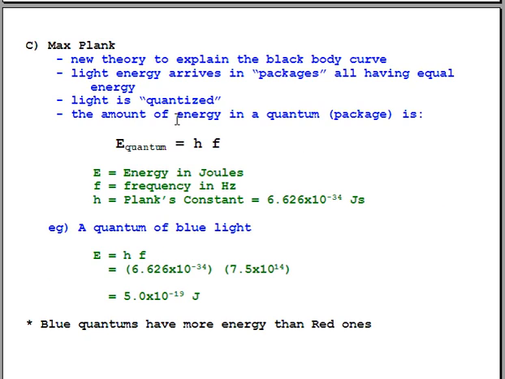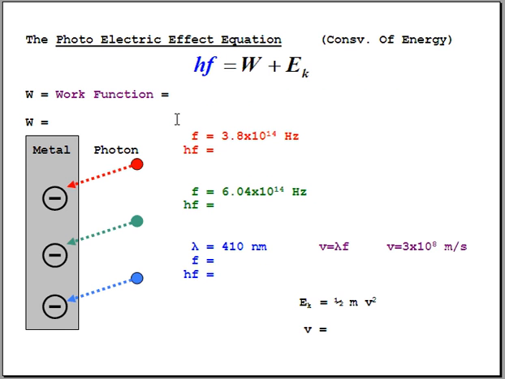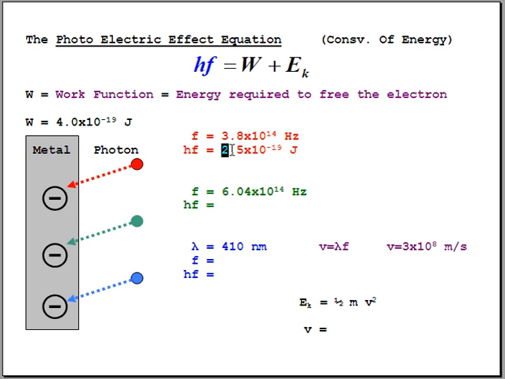I have to go look here. 6.6 times 10 to the negative 34. I couldn't remember if it was 34 or 36. 34. When I tried that out, I ended up with 2.5 times 10 to the negative 19 joules. That number is not enough. That is not enough energy to knock even a single electron free.